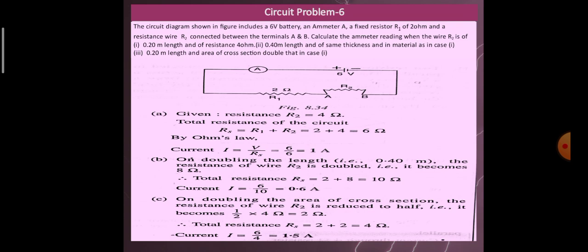The circuit diagram shown in the figure includes a 6-volt battery, an ammeter, a fixed resistor R1 of 2 ohm, and a resistance wire R2 connected between the terminals A and B. Calculate the ammeter reading when the wire R2 is of 1.2 meter length and of resistance 4 ohm, 0.4 meter length of the same thickness and material as in case 1, and finally 0.2 meter length and area of cross section double that in case 1.